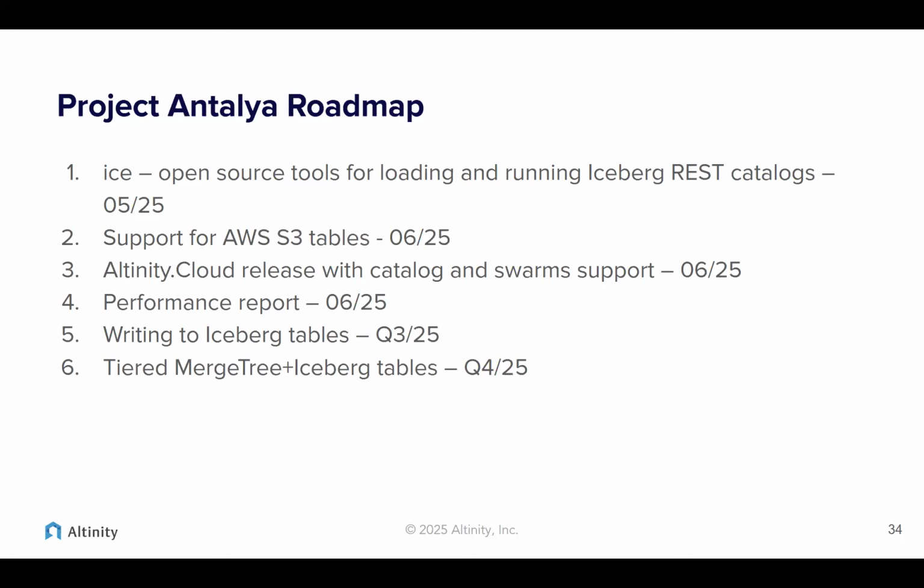But the main feature which the full Altinity Project Antalya stands for is tiered MergeTree and Iceberg tables. We already started to work on that, but there are many parts to do here. So we expect it to be fully production ready by Q4 this year. What this will allow our users is to extend MergeTree to Iceberg, and if necessary, you can attach swarms to get faster results from this extension.